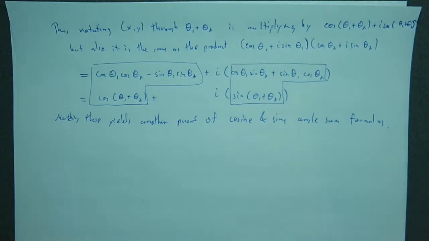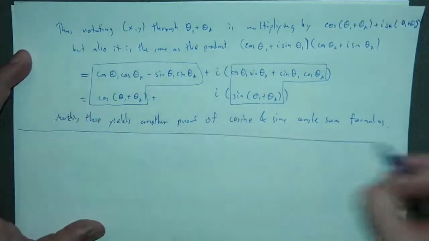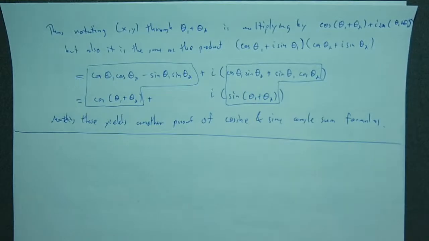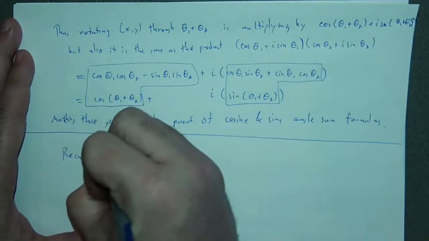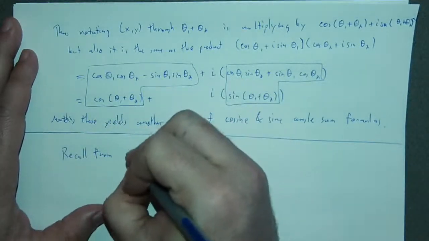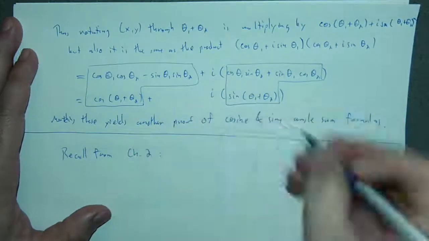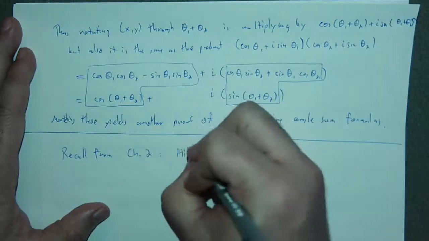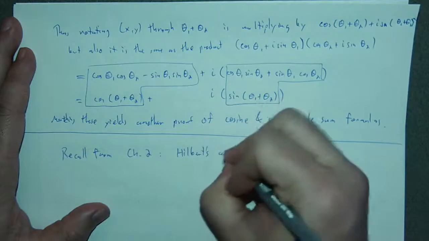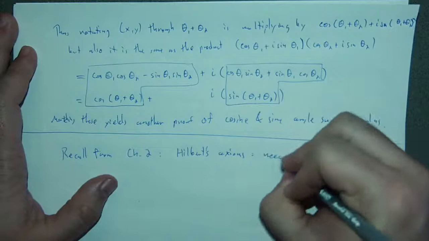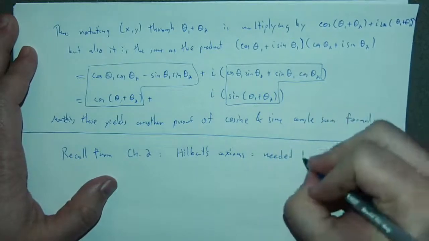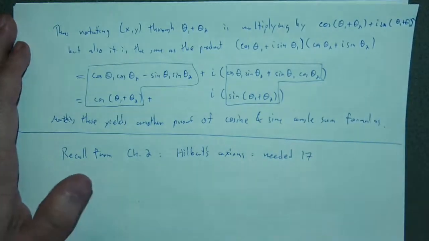Okay, so there is the following discussion. So recall from chapter 2, Hilbert's axioms needed 20, or actually I needed 17. You could make do with 16 if you didn't care about completeness.